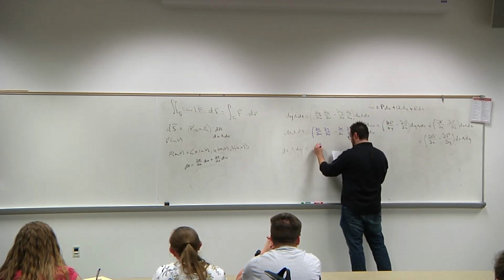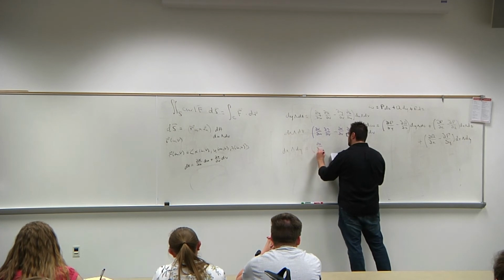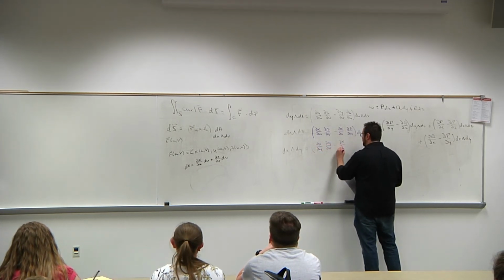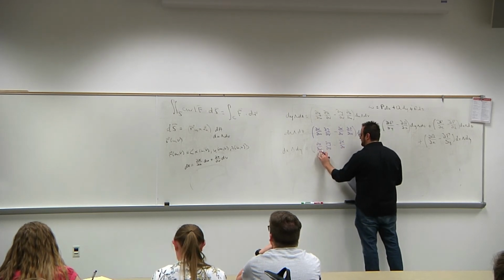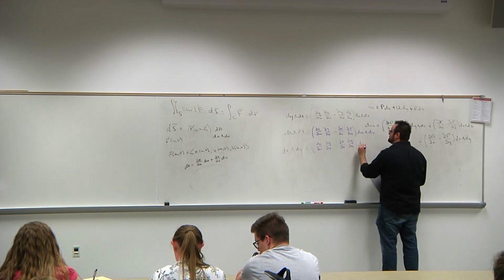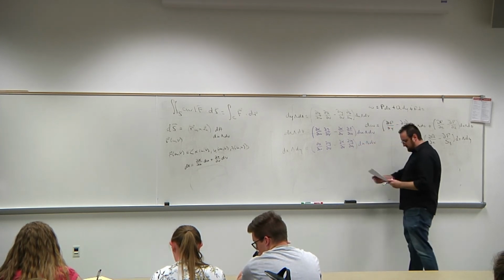Same thing down here, right? Partial x, partial u, partial y, partial, boy, half of it is just writing it down, isn't it? Partial x, partial v, partial y, partial u, du wedge dv. Okay, does everybody see that?